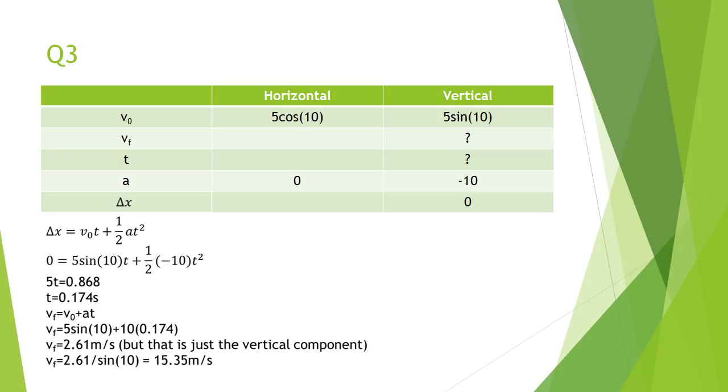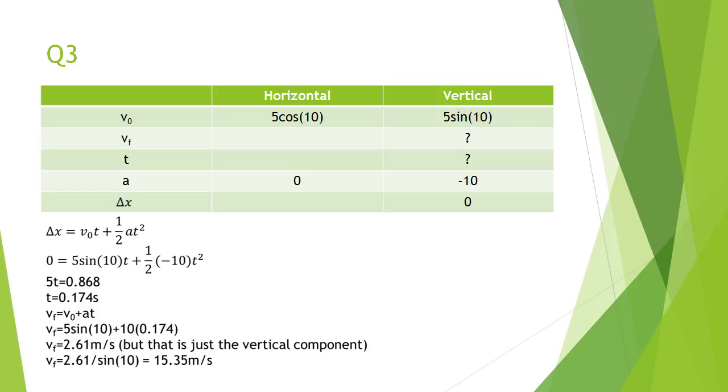Solution to question 3. As you can see, this is a cannonball question, so pretty sure it's going to be a projectile problem. For projectile problems, remember that we need to split all of these variables into horizontal and vertical portions. We see that the initial velocity for the cannon is 5 meters per second at an angle of 10 degrees above the horizontal, and we need to find the final velocity.